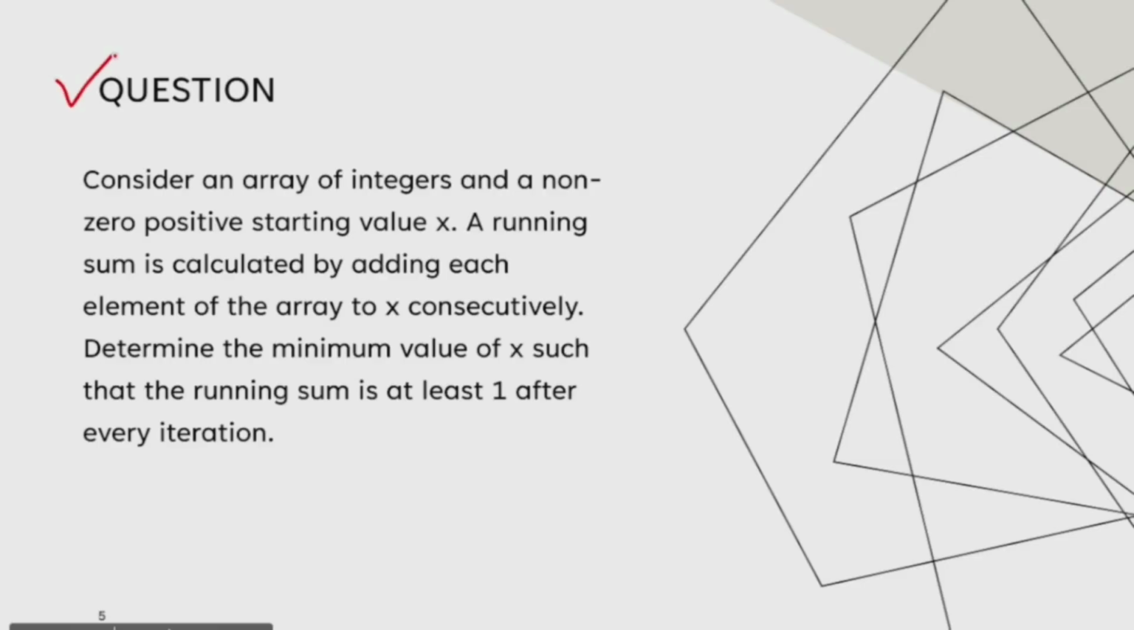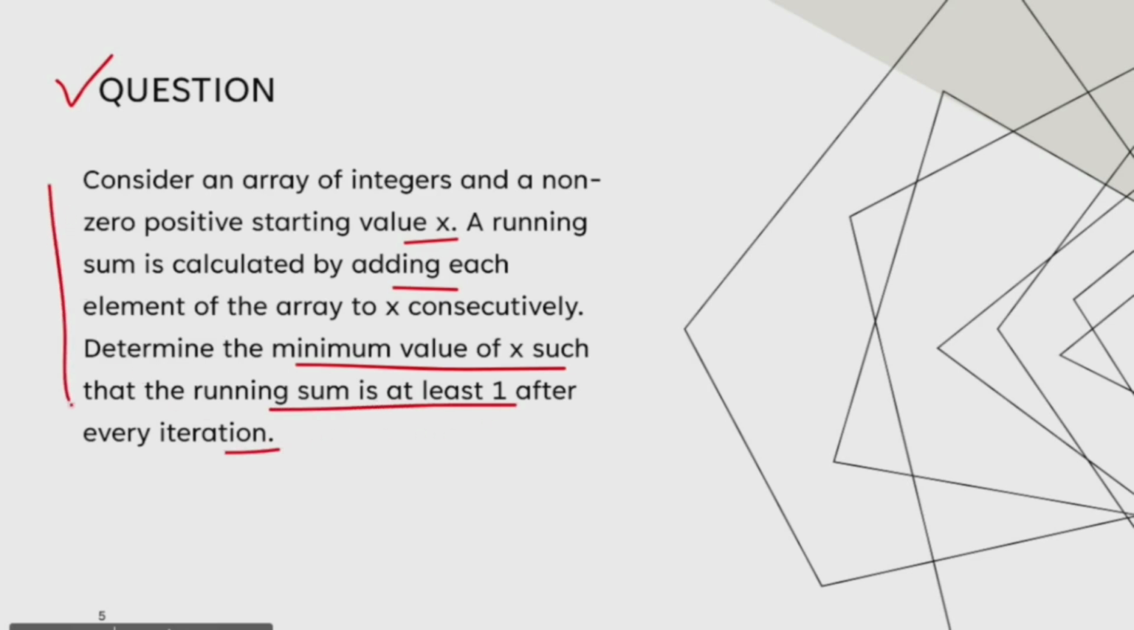So this is the question given to us. Consider an array of integers and a non-zero positive starting value x. A running sum is calculated by adding each element of the array to x consecutively. Determine the minimum value of x such that the running sum is at least 1 after every iteration. Okay, so this is the question.